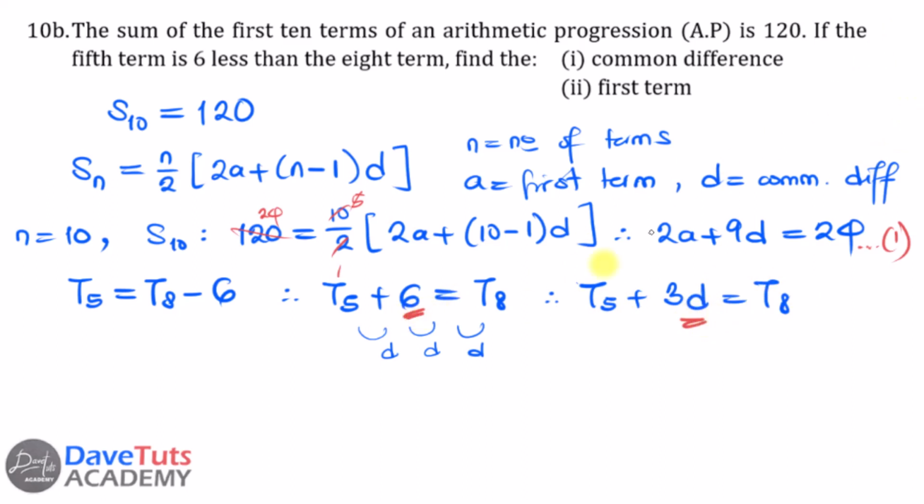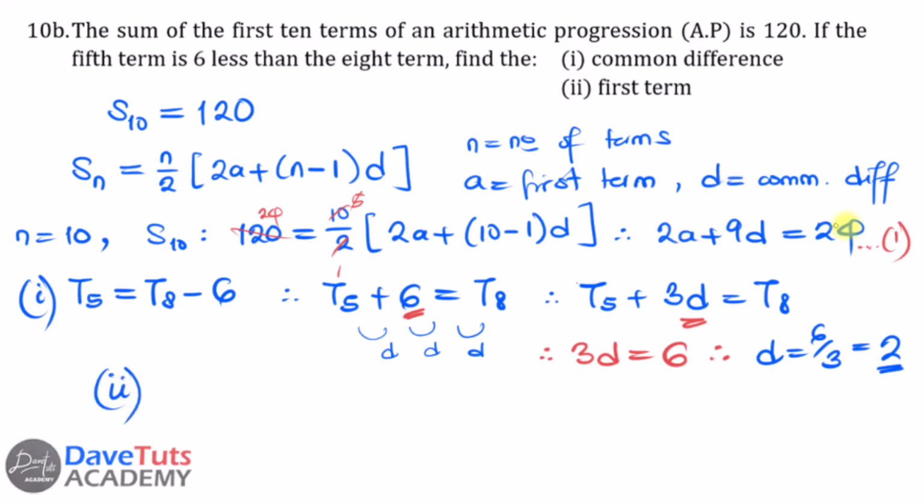From the explanation that we have, that means that look at this, the 6 is actually 3d. So what we can say is that 3d is equal to 6, such that in this particular case, d will be 6 over 3, and that is nothing but 2. And that is giving us the first answer that we're looking for, that the common difference is actually 2.